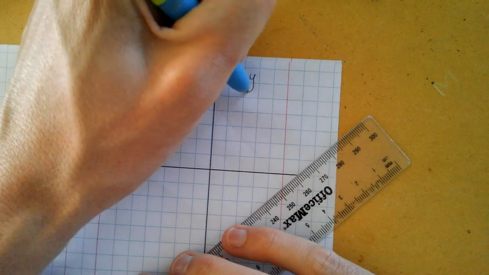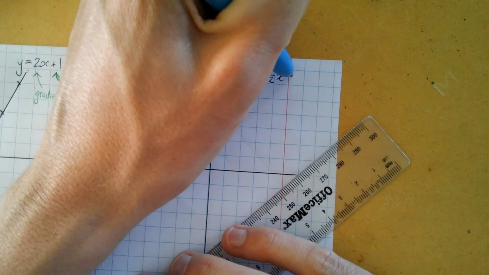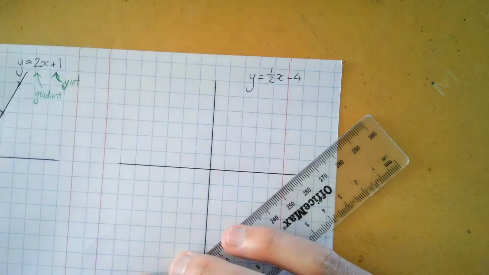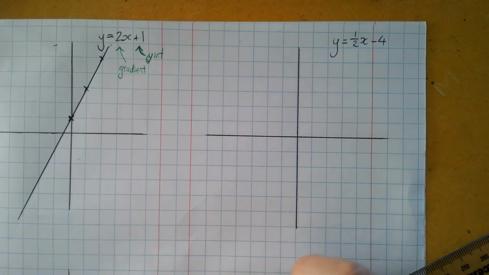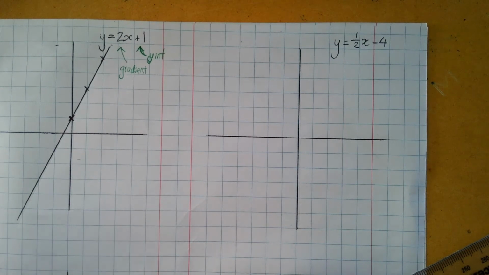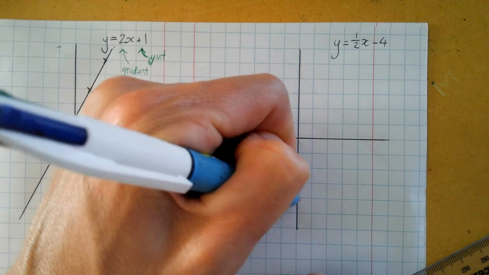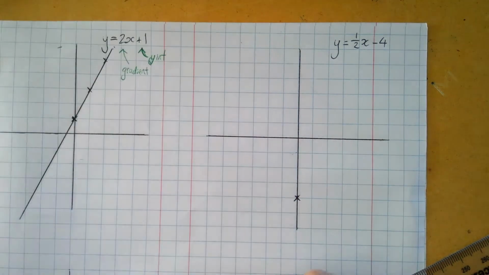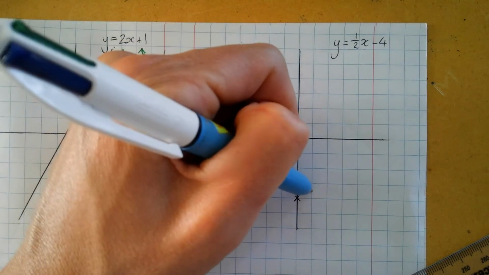The next one is a little bit of a different line. And that's y equals half of x minus 4. Now again, I'll leave this other one on here as well. Again this gives us a gradient and a y-intercept. So we start off with the y-intercept, which is minus 4. So 1, 2, 3, 4 into the negatives. That's our starting point there.